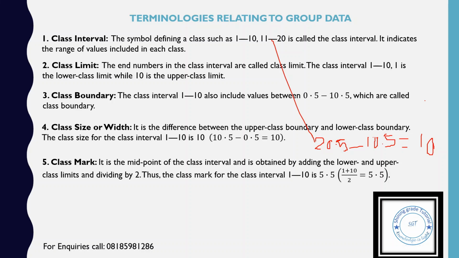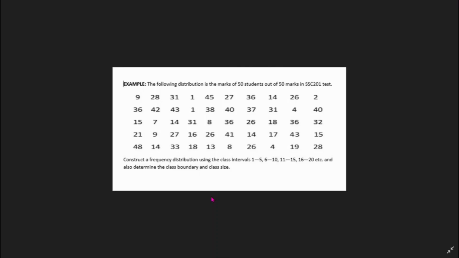As explained here, it is the midpoint of the class interval, and is obtained by adding the lower and upper class limits and dividing by 2. So you sum your class limits together and divide by 2. So the class mark for the class interval 1 to 10 is 5.5. That is, we sum 1 plus 10 together and divide by 2. That gives 5.5. Alright, thank you.